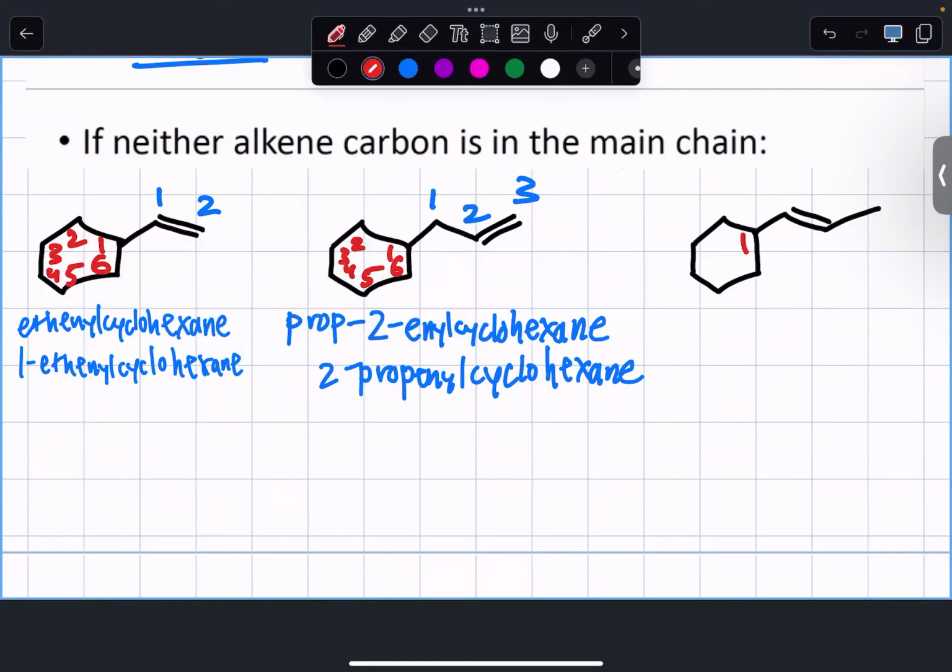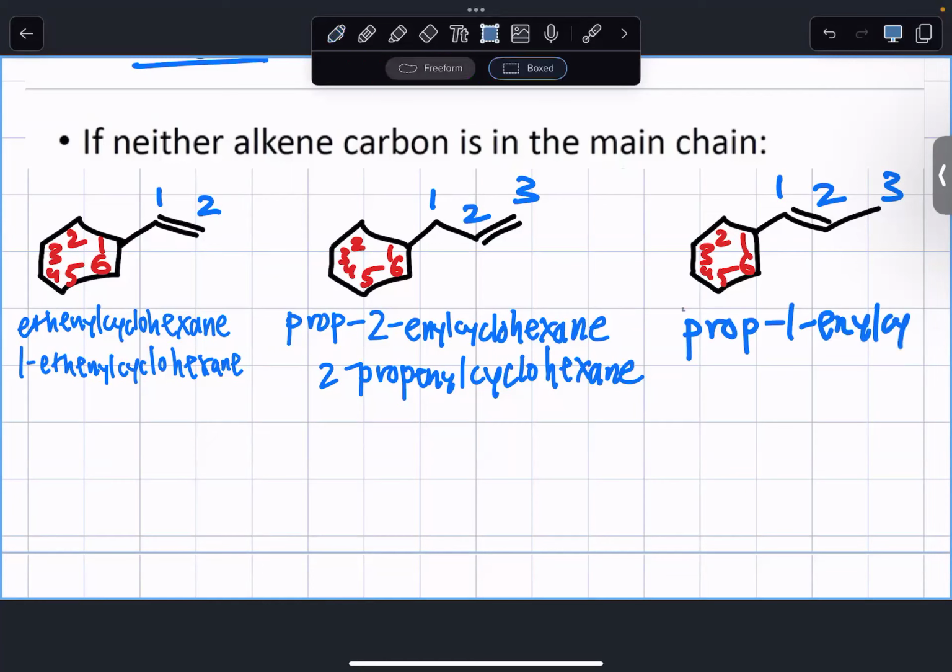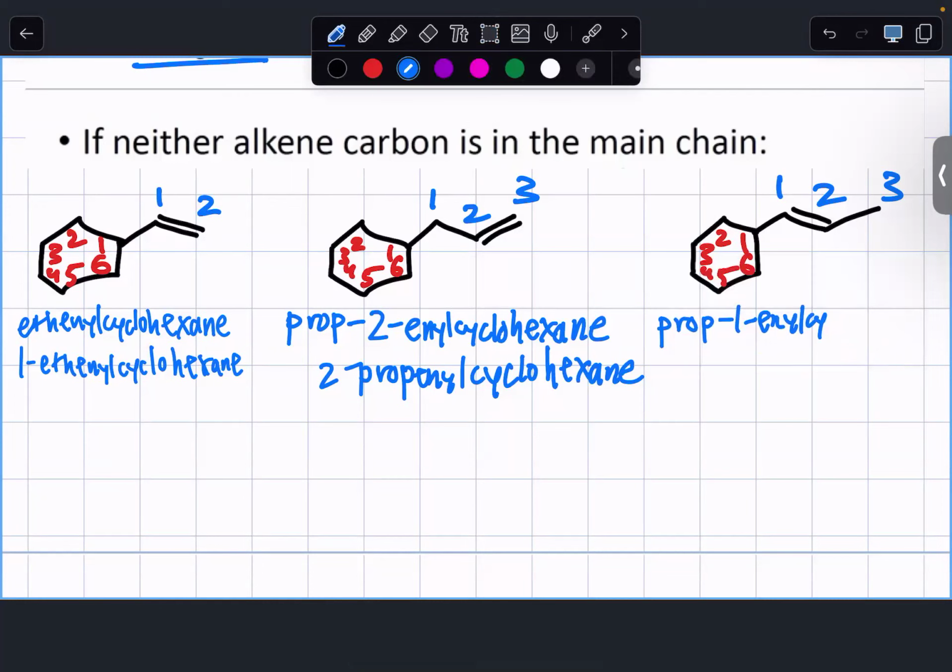This is a 6-membered main chain as well, where we also have a 3-carbon substituent, and that starts on carbon 1. So this is prop-1-eno cyclohexane. So it does matter if it's prop or butyl and so on, but it doesn't matter for etheno, because there's only one spot where the alkene can go, so you don't have to put a number there. Or it could be 1-propeno cyclohexane.